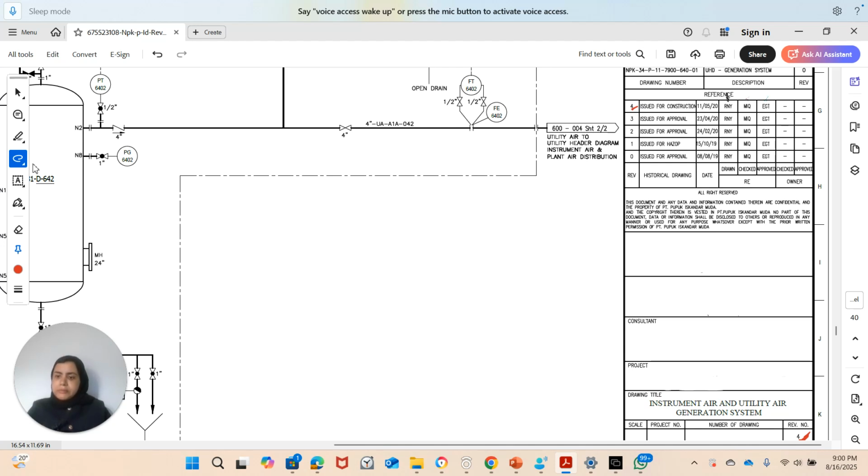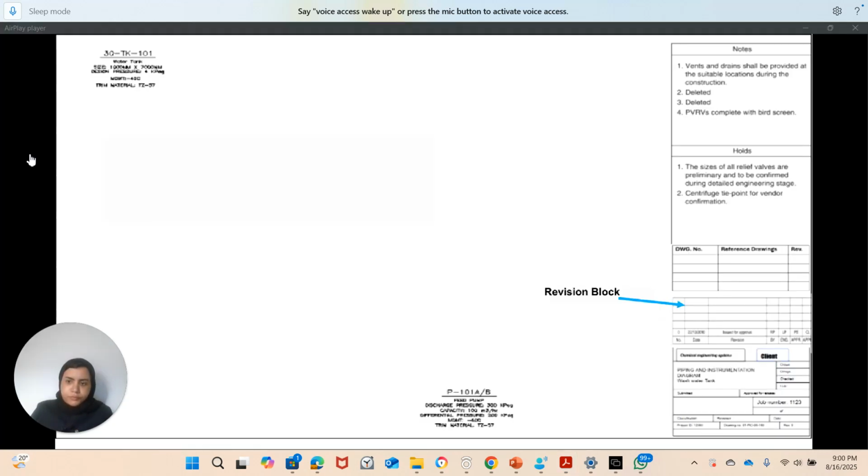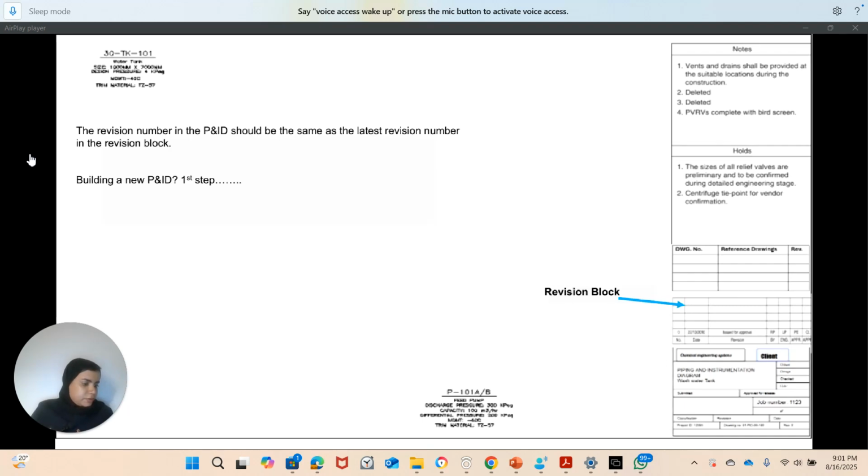Let me just return back to the slide. Okay, coming back to the slide section. So as we said before, the revision number in the P&ID should be the same as the latest revision number that we have in the revision block.